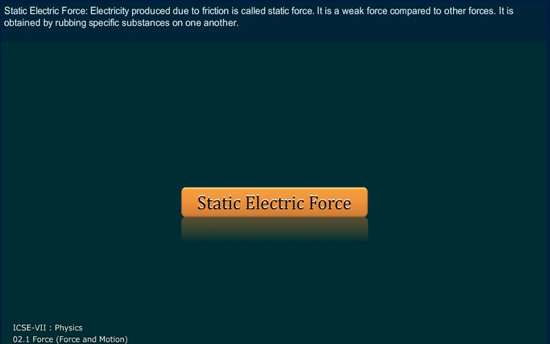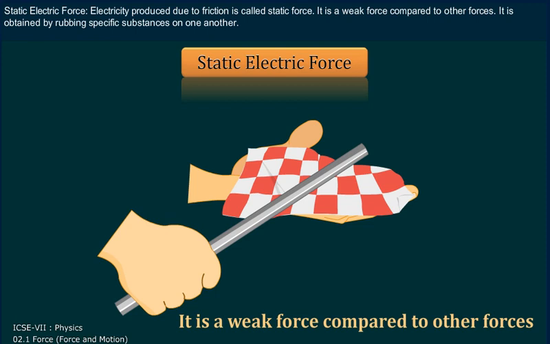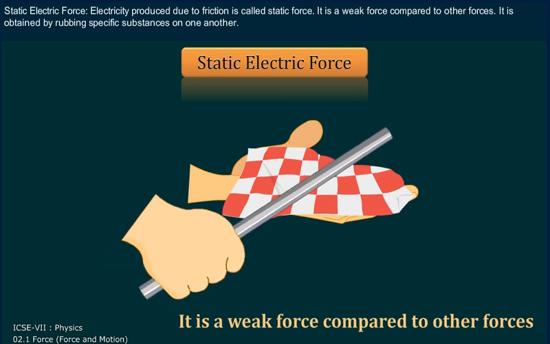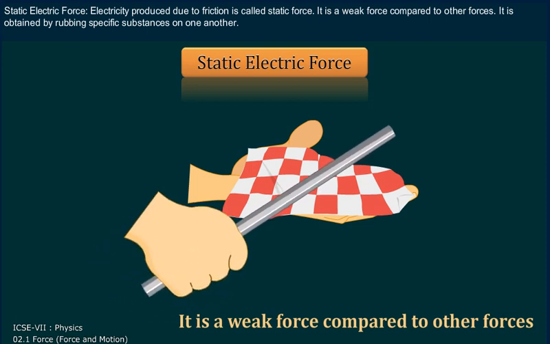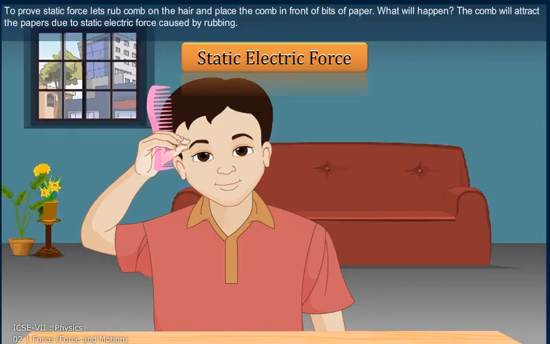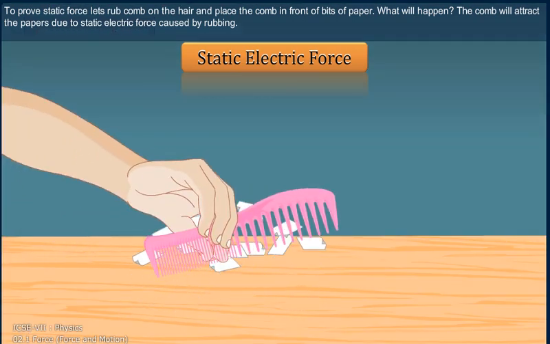Six, static electric force. Electricity produced due to friction is called static force. It is a weak force compared to the other forces. It is obtained by rubbing specific substances on one another. To prove static force, let's rub a comb on the hair and place the comb in front of bits of paper. What will happen? The comb will attract the papers due to static electric force caused by rubbing.